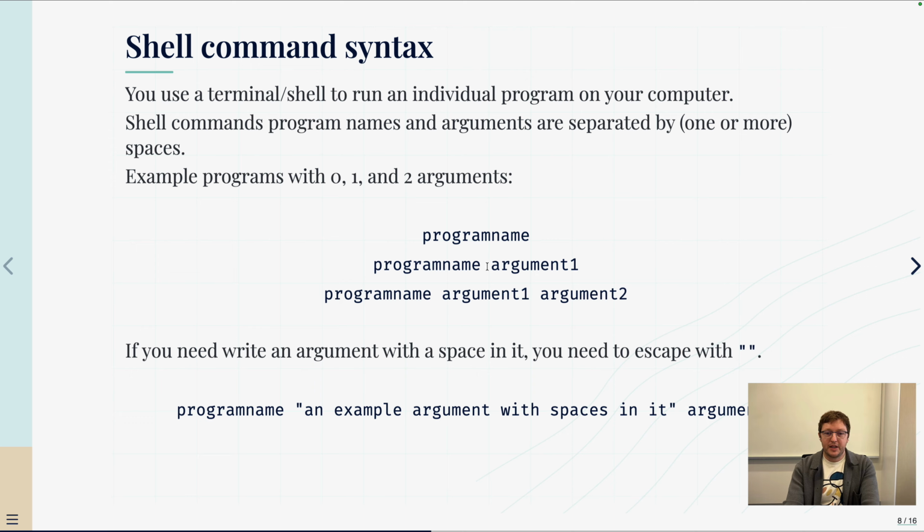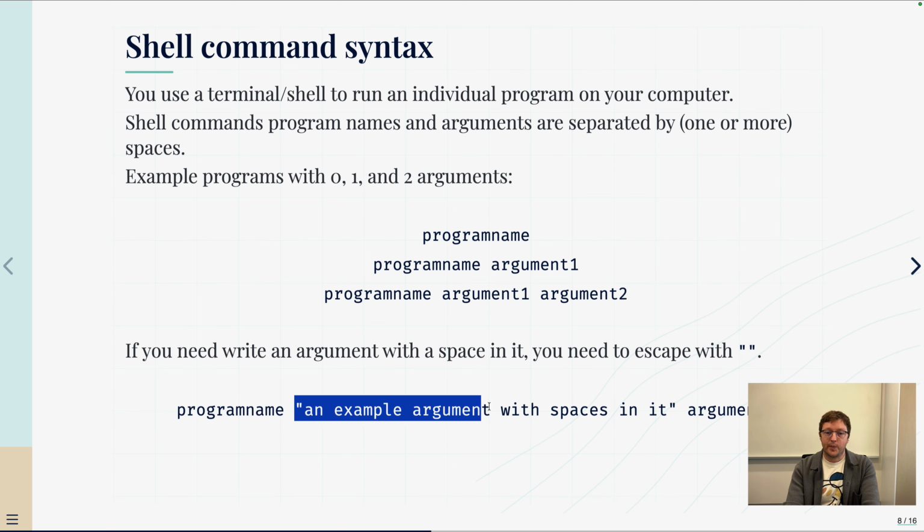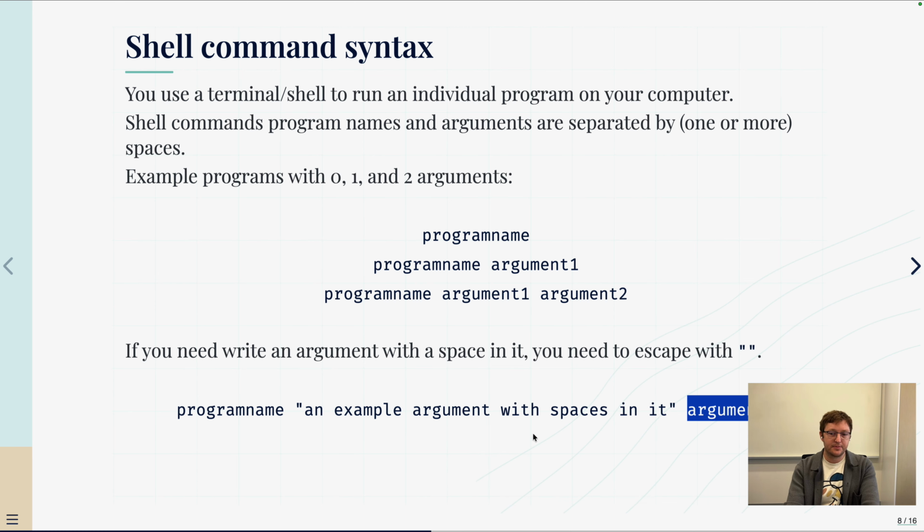Now, because the space is kind of special here, it's a little bit annoying if you want to give it an argument that has a space in it. In that case, you need to put double quotation marks around it. So here's an example where this program is being given 2 arguments. One is this long sentence, and here's the second one.